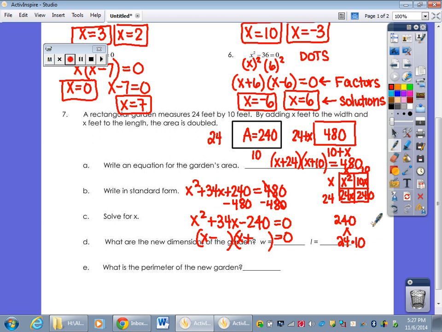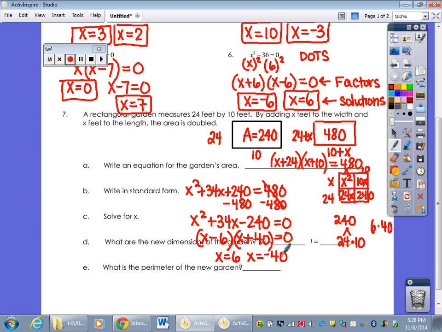So how about 6 and 40? Ooh, there we go. 6 times 4 is 24 with a 0. Good. So 6 times 40 is what we're going to have. So this is going to be a positive 40 and a negative 6. Because that will give me negative 240 when I multiply it, and then 40 minus 6 is 34. Okay, so my 2 solutions are going to be 6 and negative 40.